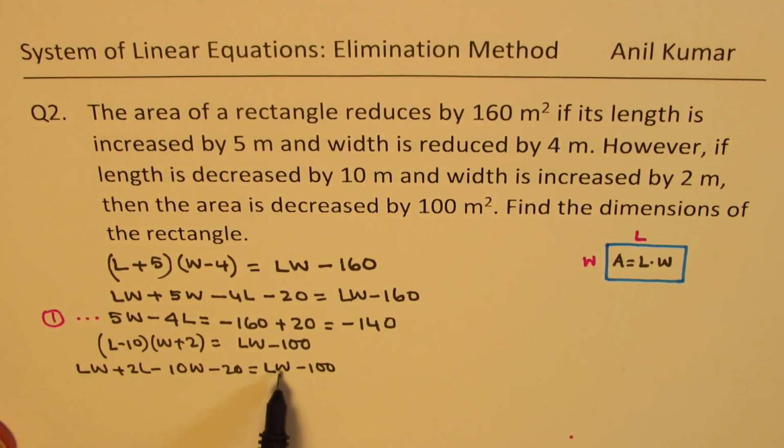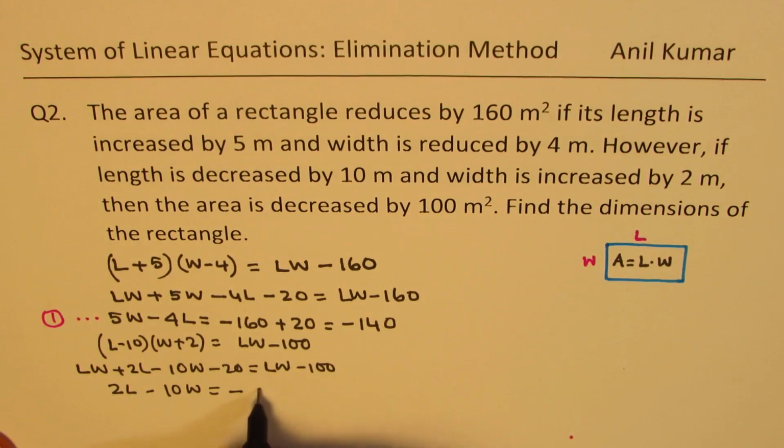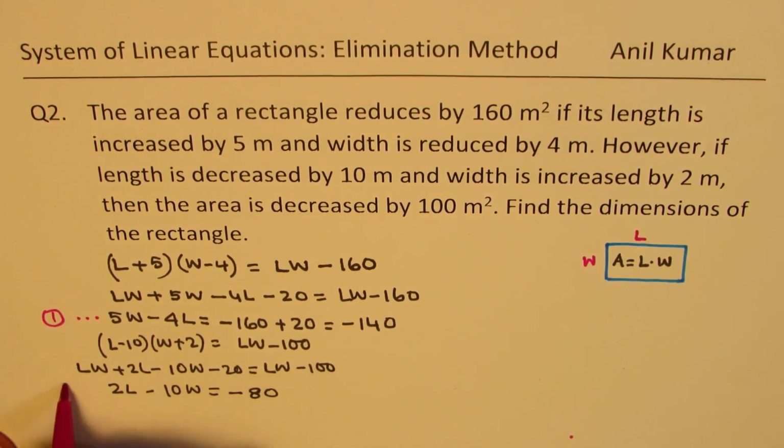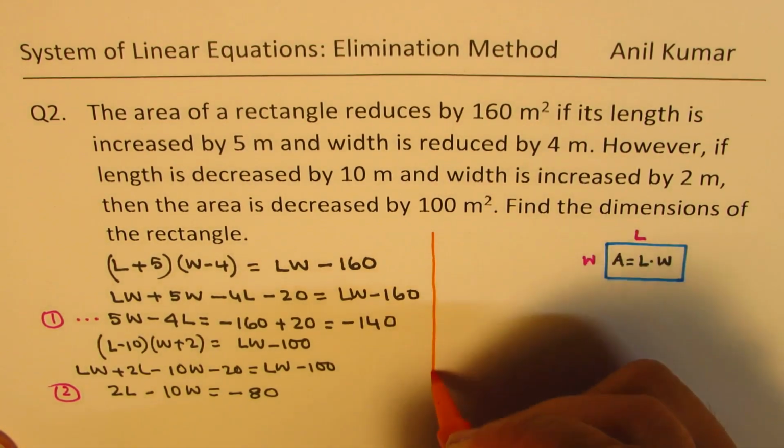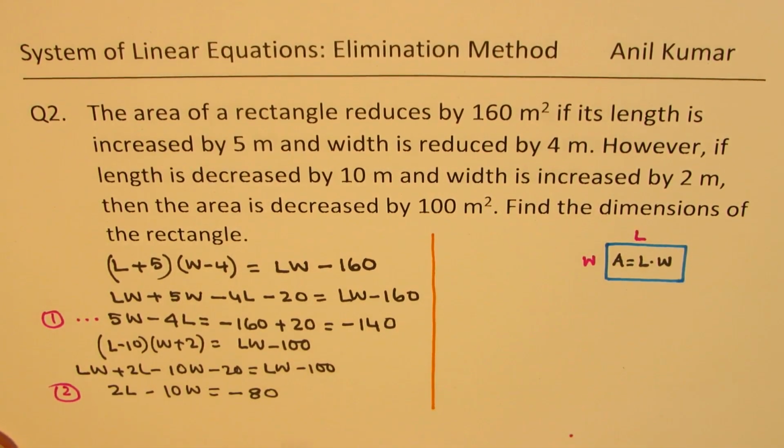So the length width and length width product cancels. We get 2L minus 10W equals, taking minus 20 to the right side, minus 100 plus 20, which is minus 80. Is that clear to you? So that gives the second equation. So now we have these two equations, equation 1 and equation 2. How do we eliminate one of these variables? We need to find the dimensions.